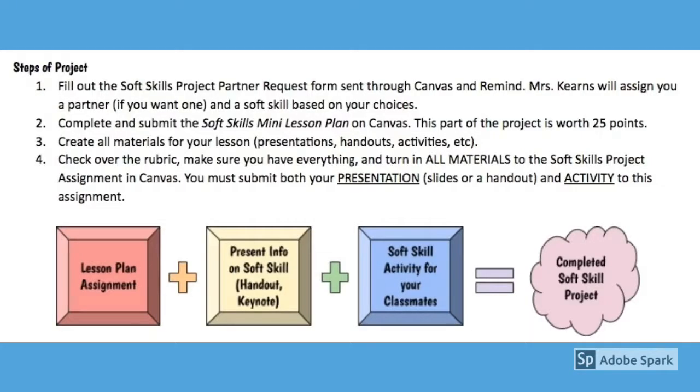So let's talk about the steps of this project. So the first step would have been to send me the soft skills partner request form that I sent last week through Canvas and also through Remind, and let me know what your top 3 choices are for the soft skill that you pick. And then I will email you back with the soft skill that you are assigned and your partner if you have one.